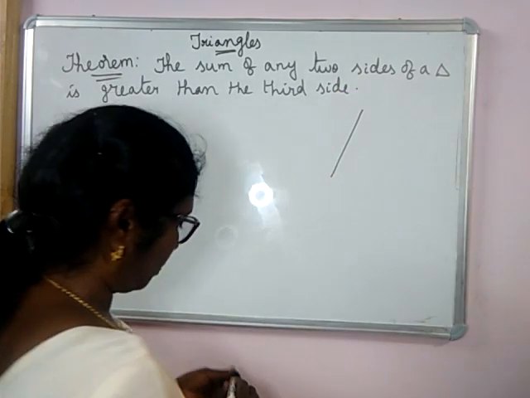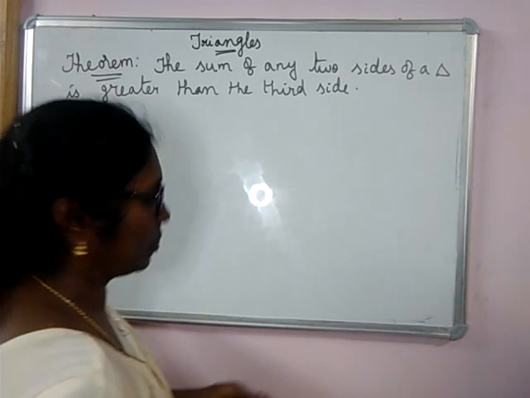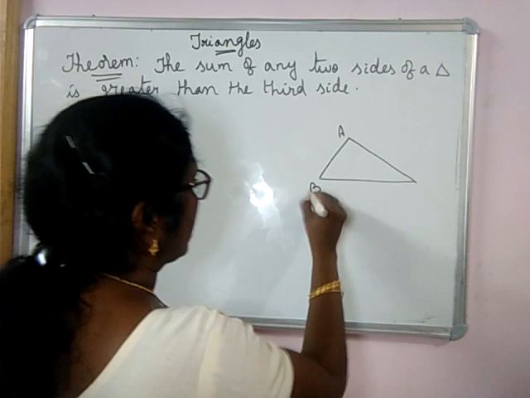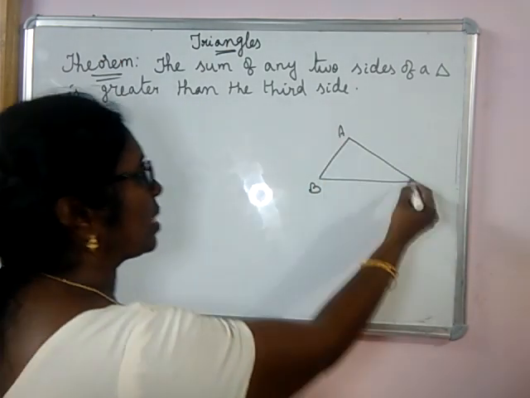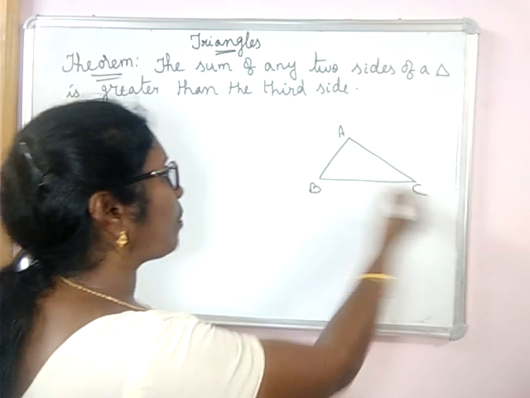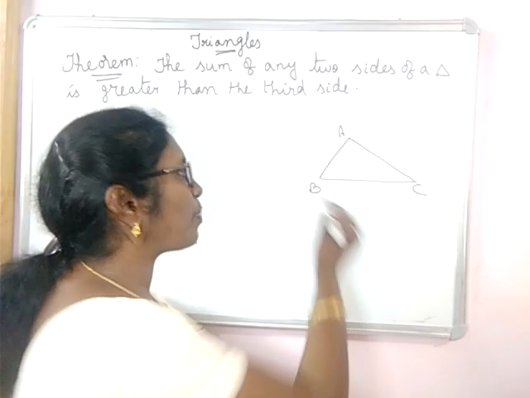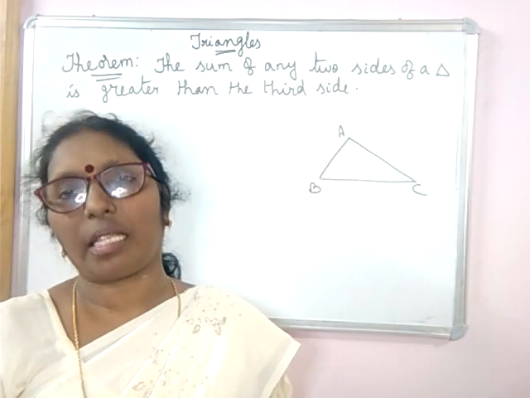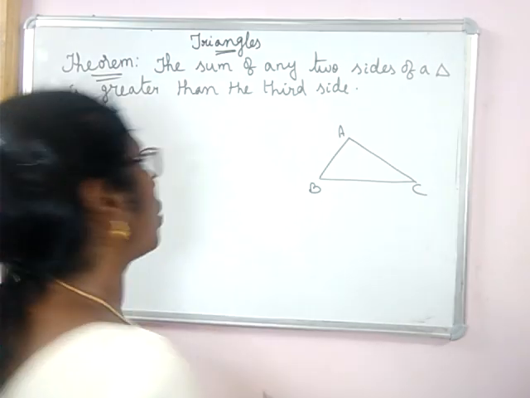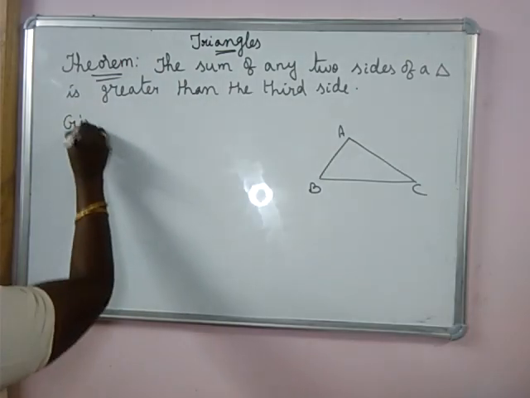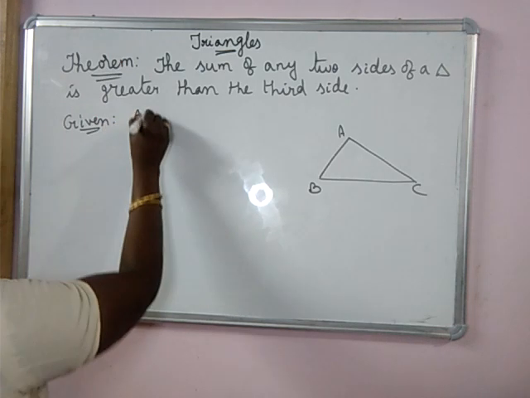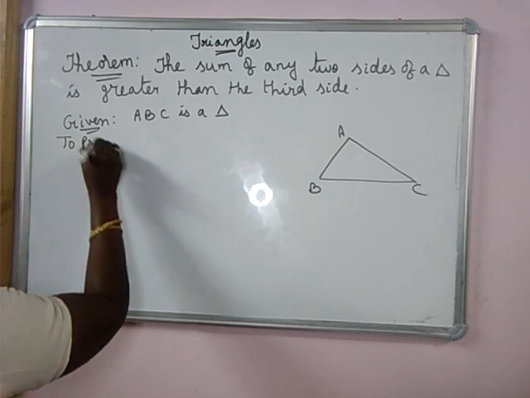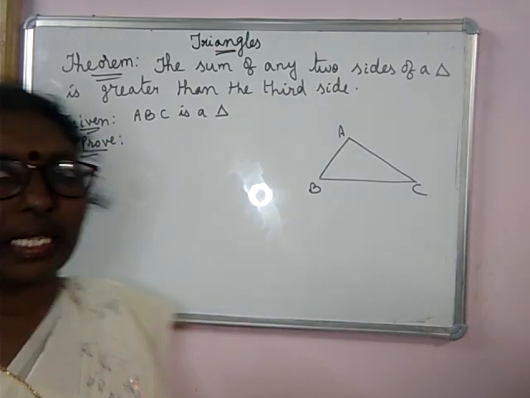Suppose ABC is a triangle. AB plus AC is greater than BC, or AB plus BC is greater than AC, or AC plus BC is greater than AB. The sum of any two sides of a triangle is always greater than the third side. How to prove it? What is given is simply that ABC is a triangle. You have to prove that the sum of any two sides of a triangle is greater than the third side.